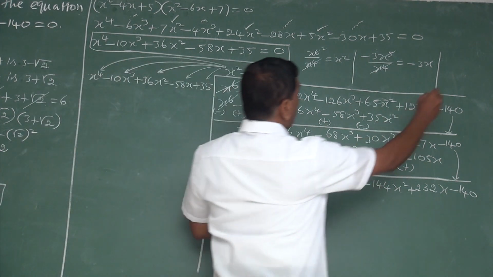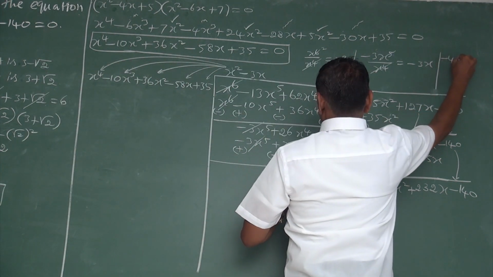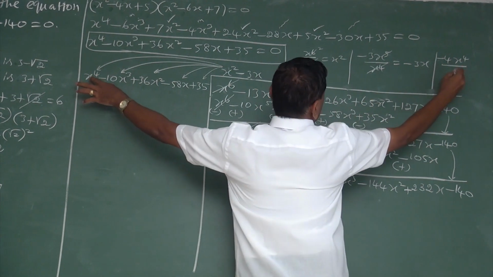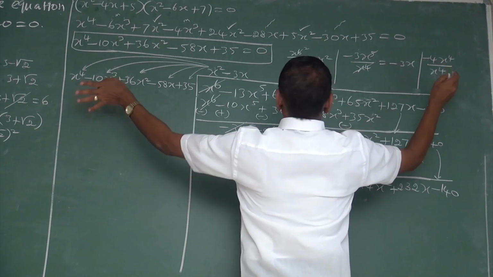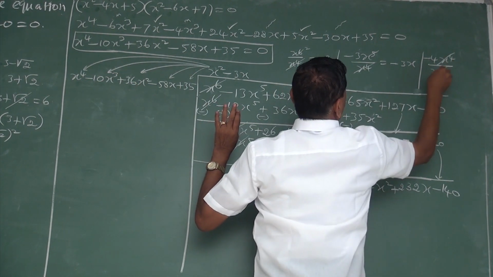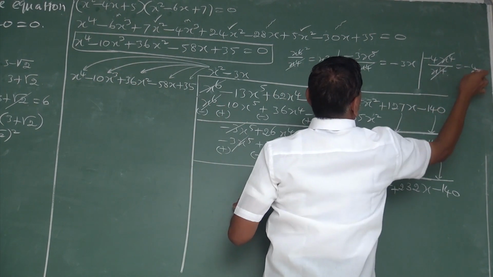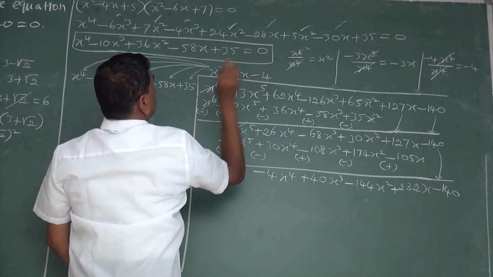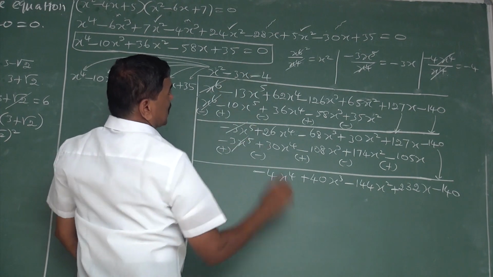That is minus 4x power 4 divided by x power 4, inside first one divided by outside first one. On simplification, x power 4 fully cancels, which is equal to minus 4. So write this minus 4 in the quotient place. Minus 4 is ready.